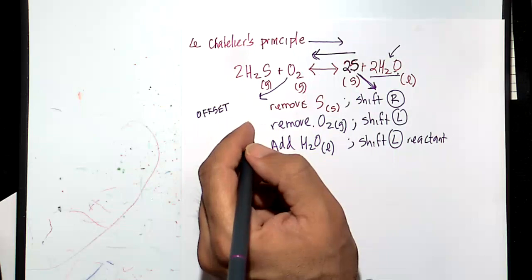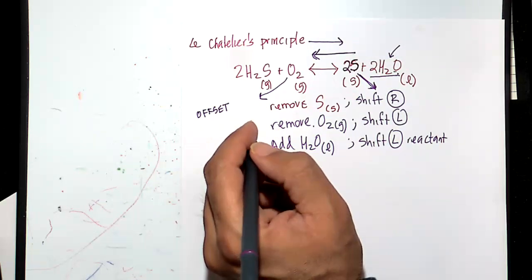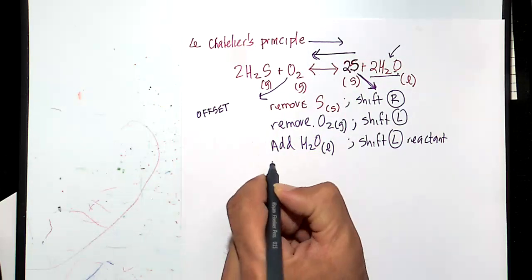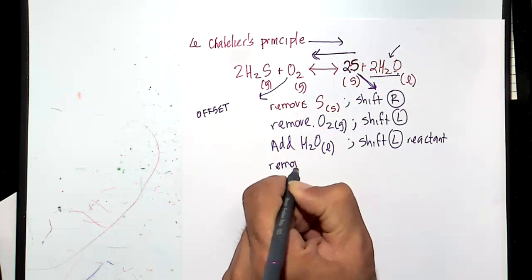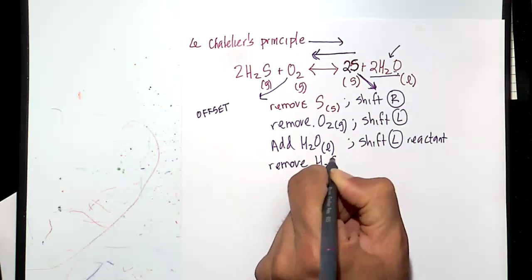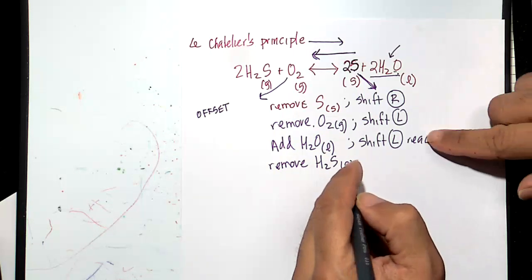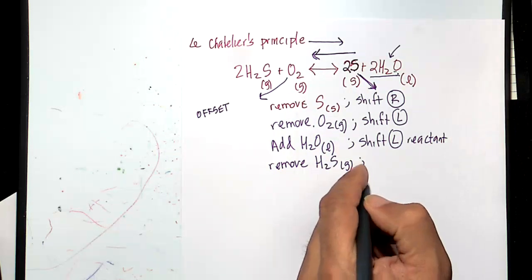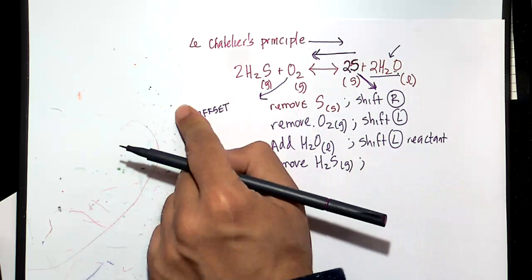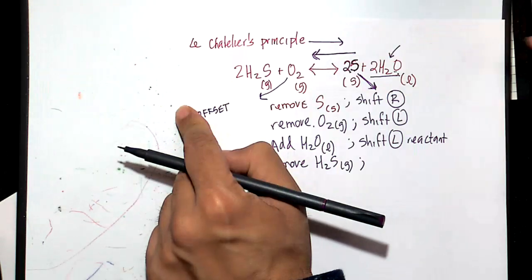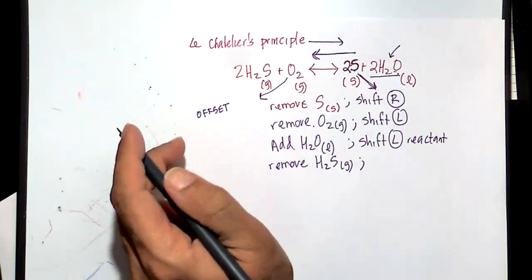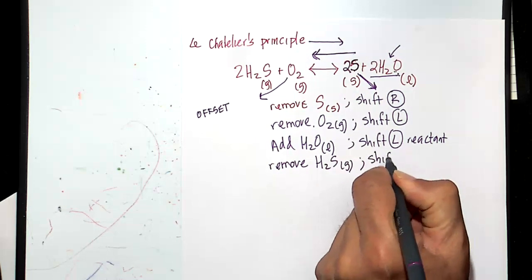So that is Le Chatelier's principle. It's an offset. What happens if I remove H2S gas? Where will this reaction shift, Milana? You remove this, so the reaction is going to go opposite, which would be to the reactant side. Shift left.